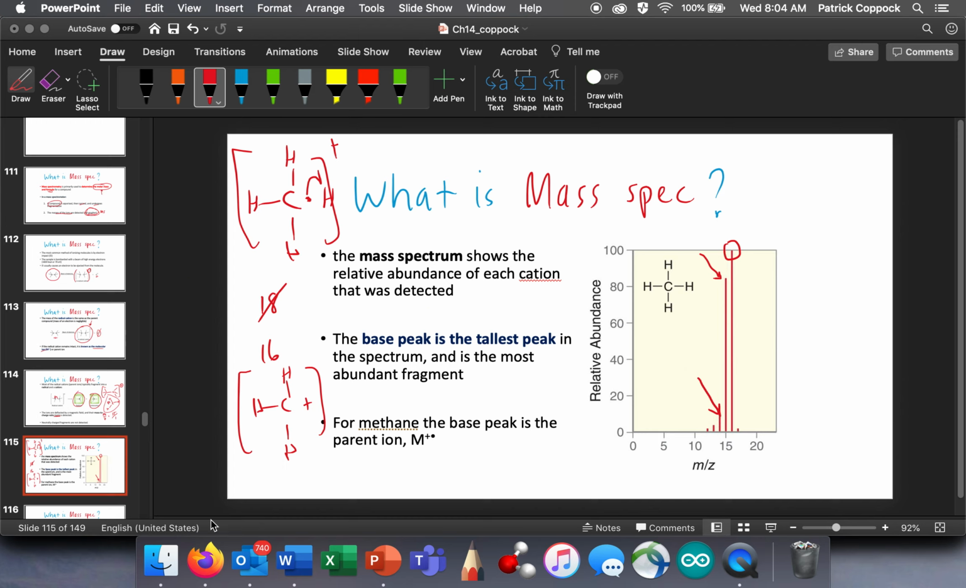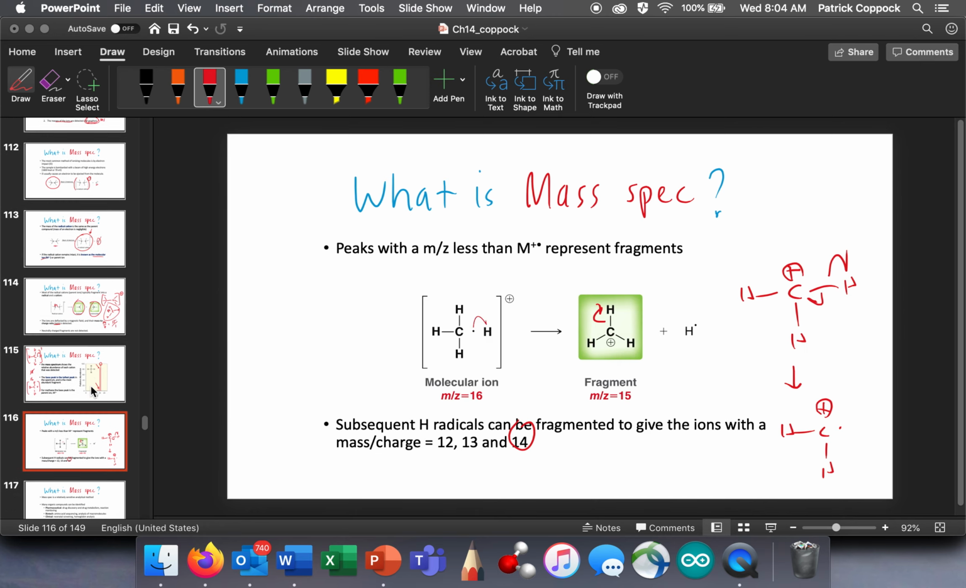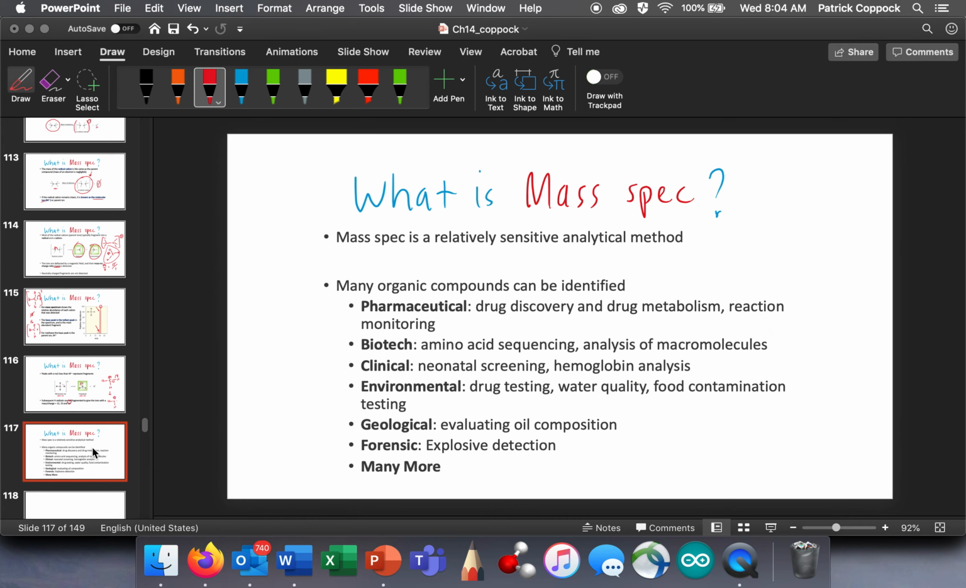All right, so that's what mass spectrometry is. Essentially, you're taking a sample, a compound, a molecule, and you're breaking it up into all possible pieces, and the most common pieces will have the highest peaks, but all pieces will be represented, that is, if they're not negligible in population. All right, so mass spec is used for a lot of things: pharmaceuticals, biotech, clinical, and so on.